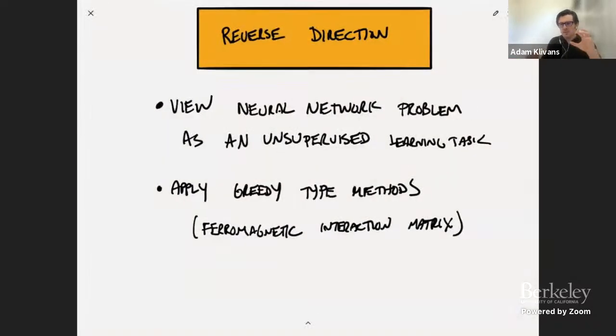In this paper, we also show a reverse direction. If you want to learn a neural network and you treat the label itself as a vertex in some very complicated RBM, then you can use greedy-type methods to learn the neural network by viewing it as an RBM. And again, there we need to use a ferromagnetic interaction matrix.